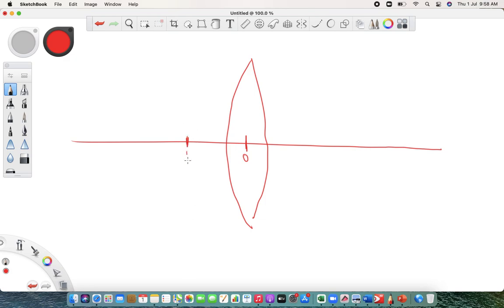This is F1, 2F1, F2, 2F2. Okay, fine. So here let's say you take your object between O and F1. So this is the case. As I told you, take only one line object.